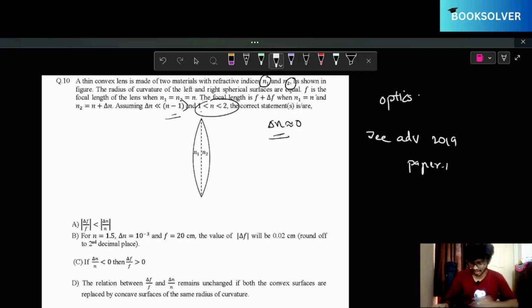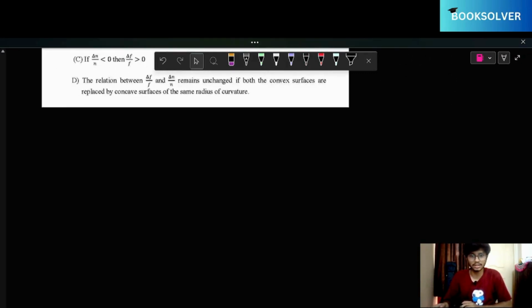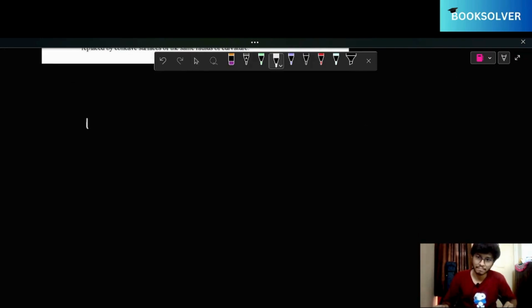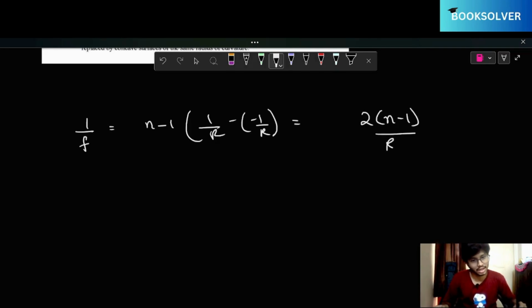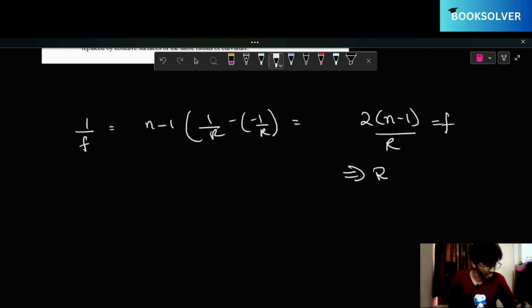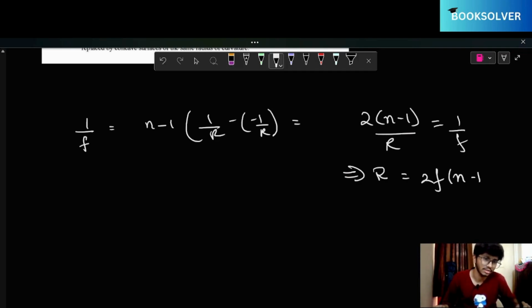So first let's calculate 1 by F. It will be equal to N minus 1 into 1 by R minus of minus 1 by R, which is equal to 2 times N minus 1 by R, which is equal to 1 by F. So this implies your R is equal to 2F into N minus 1.